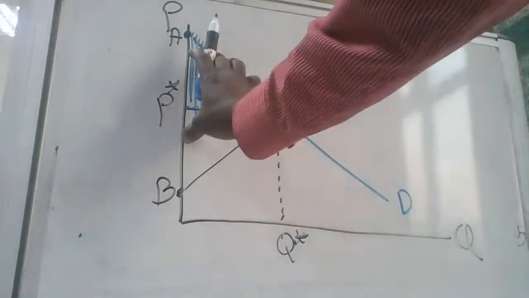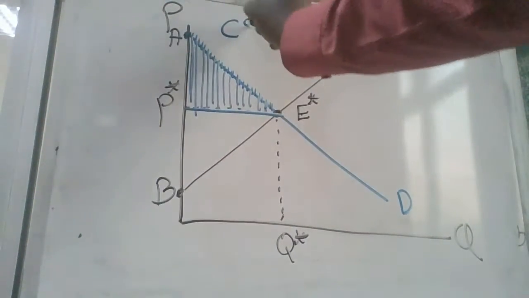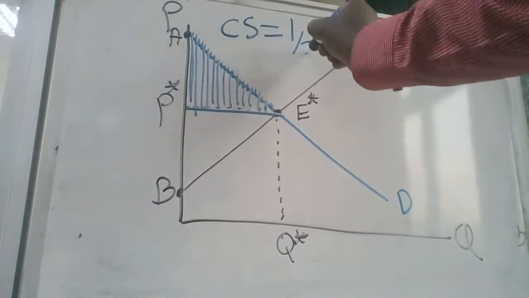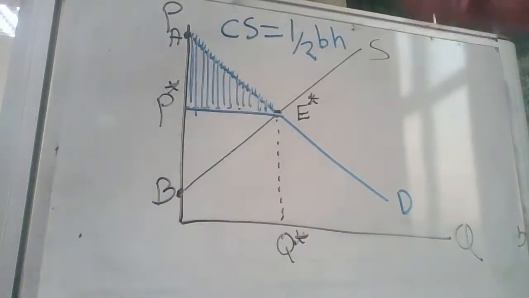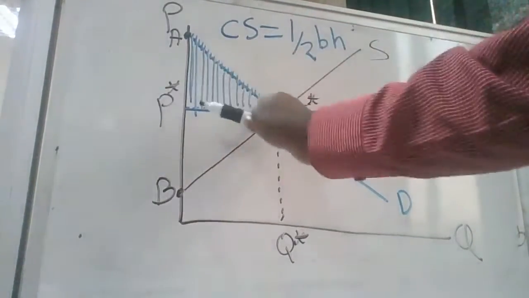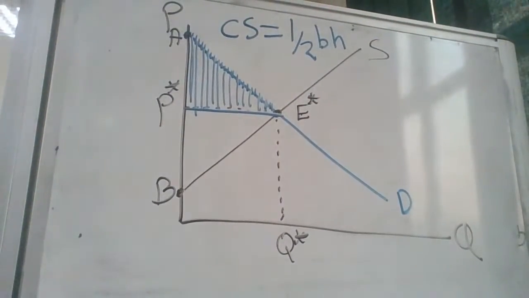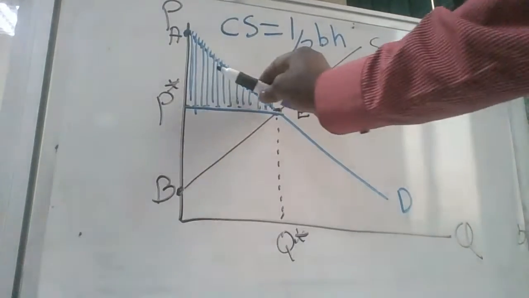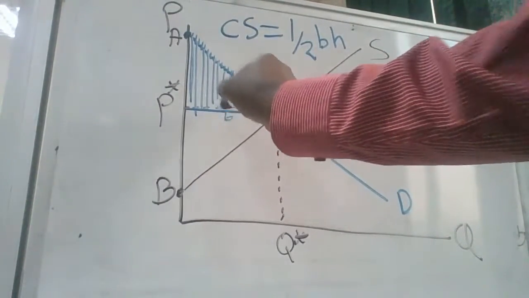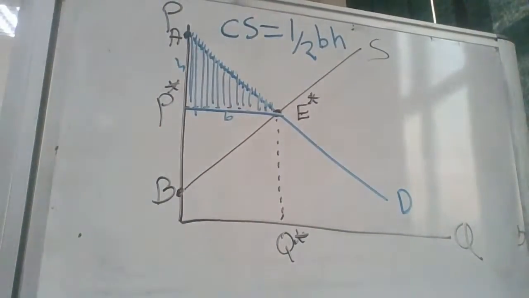And in finding this area, we said we use the formula: consumer surplus is equal to half base multiplied by height, the area of a triangle, because what is formed here is a triangle. And in doing so, we can pick this part here to be our base and this other side to be our height.